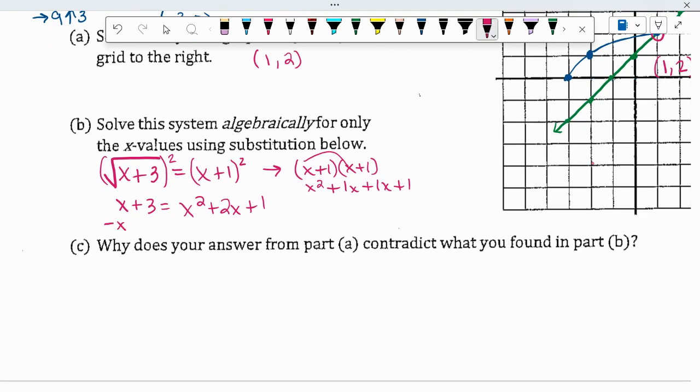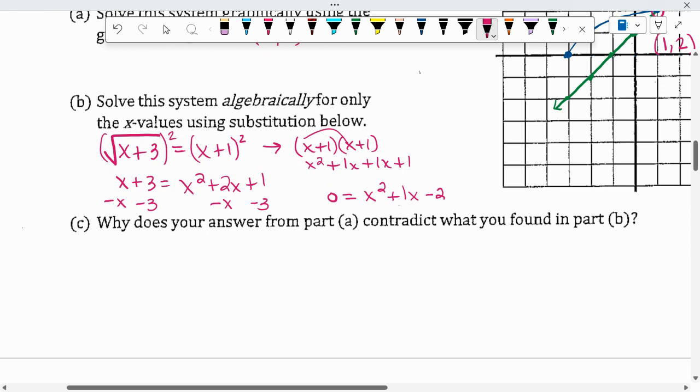We set them equal to 0. So I'm going to subtract x and 3 from both sides. And when I do that, I get 0 equals x squared plus 1x minus 2. Well, that can be factored. This factors into x plus 2 times x minus 1.